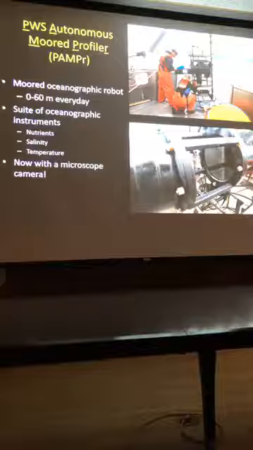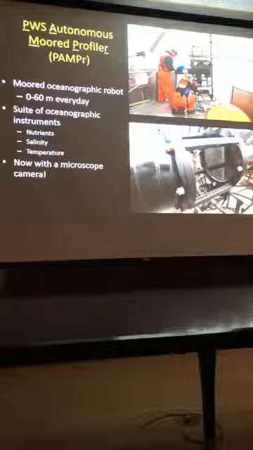Right? Just briefly a little bit about the AMP. I'm not going to get into too many results, but there's some really cool stuff going on with the zooplankton collection with this guy. So the AMP is a moored oceanographic robot, and you can see it right up here. Doesn't look like a robot that you'd think of. There aren't any arms or legs or head or anything. But it's a robot.